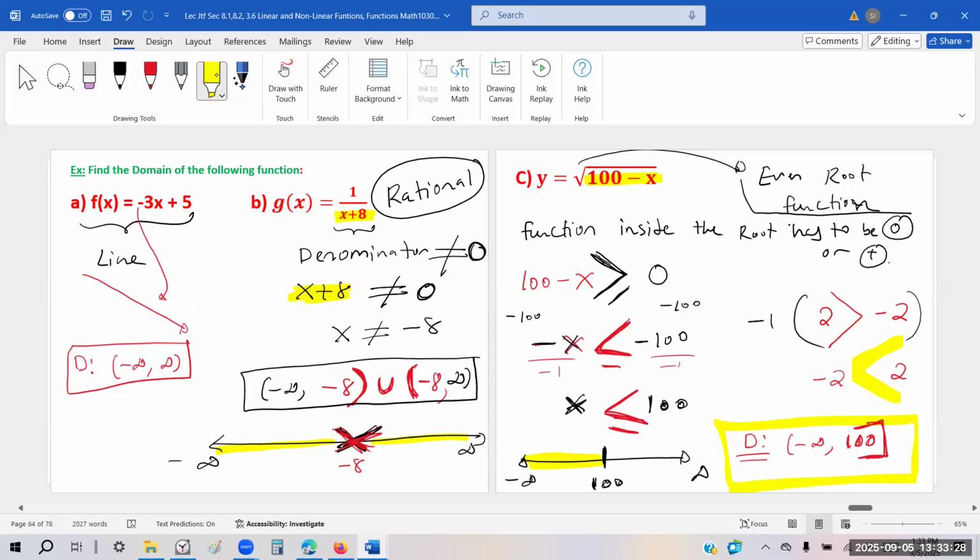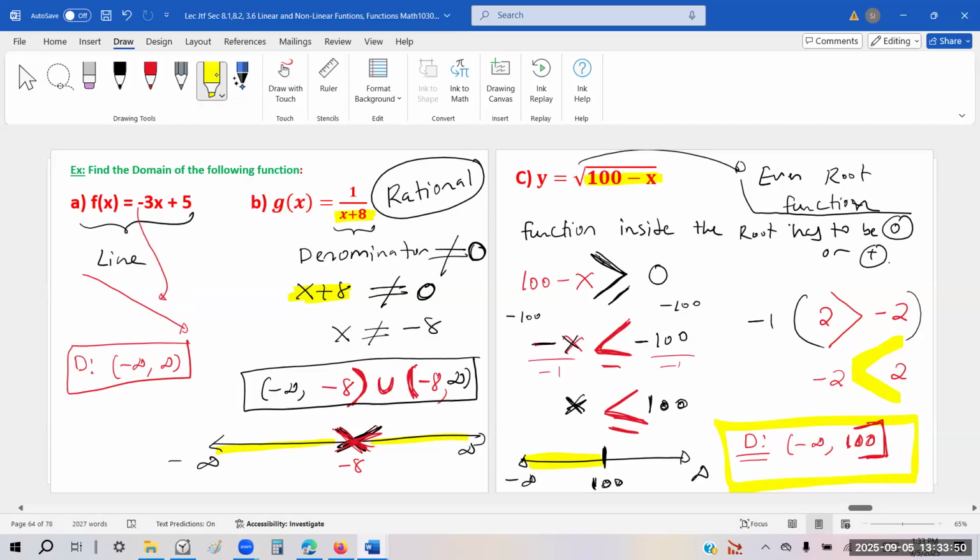So for rational, we can use everything besides a few numbers. For radical, we can use only one side, not the entire number line. Only a portion of the number line. We are allowed to use it. Okay? Any question?